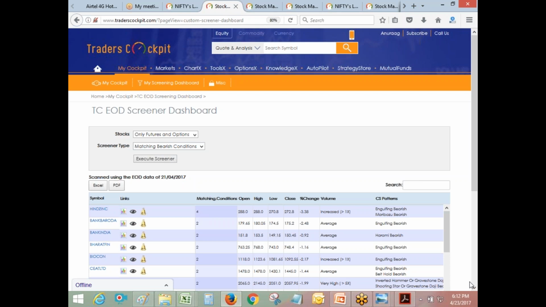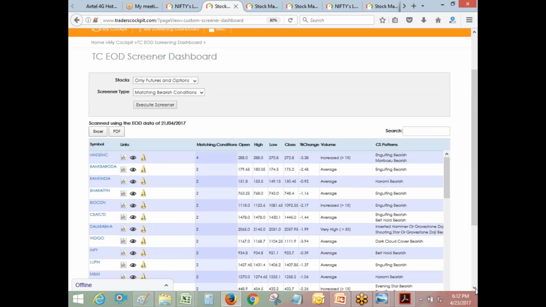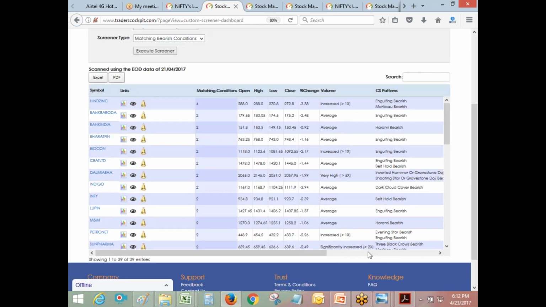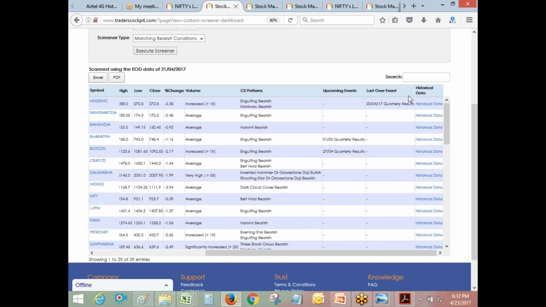We have created one more screener here, because you should catch stocks which are in the early part of the trend. The early part of a trend will not have 4 or 5 conditions. It will have 1 or 2 conditions matching in the early part of a trend. So you go back, and there is historical data we have added there now.